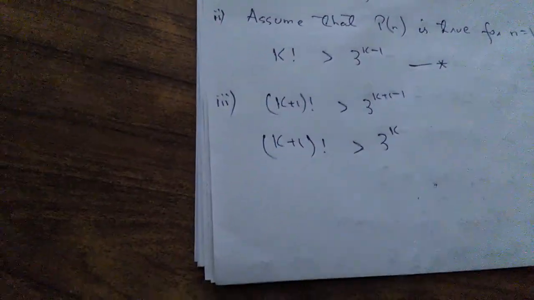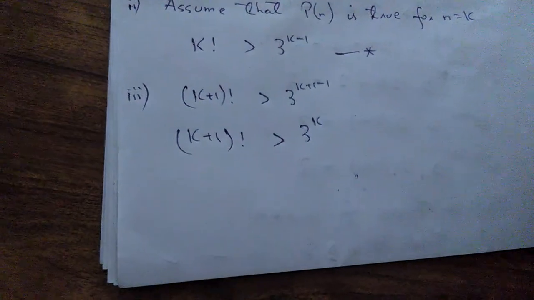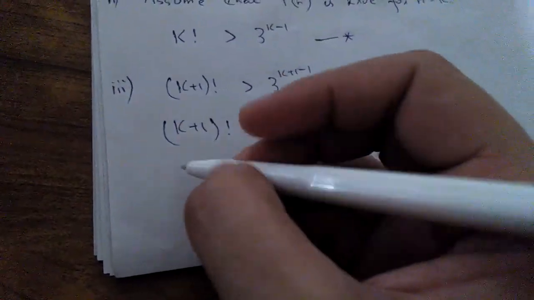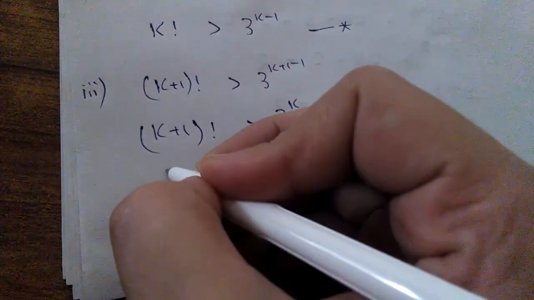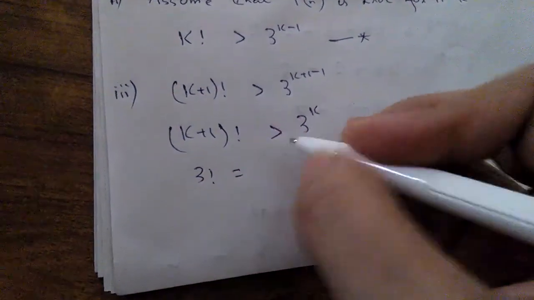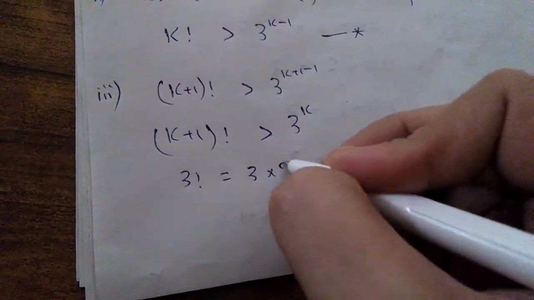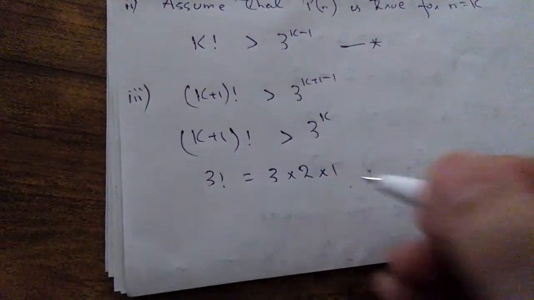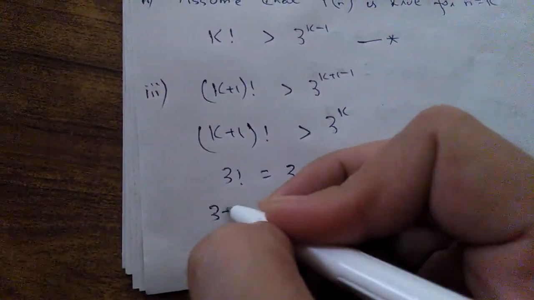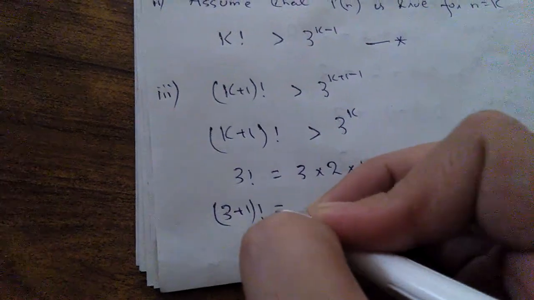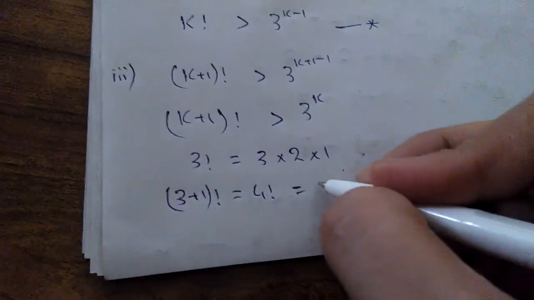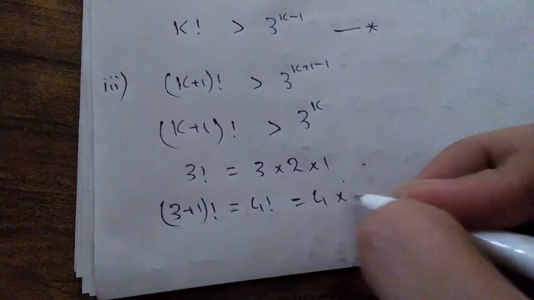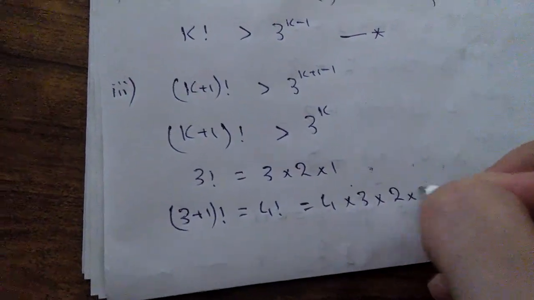Now maybe this concept sounds somewhat difficult to new learners. You can understand this by picking some numbers. If I talk about 3 factorial, you know that 3 factorial is 3 multiplied by 2 multiplied by 1. So 3 plus 1 factorial is actually 4 factorial, which is the product of 4 and then 3 and 2 and then 1.